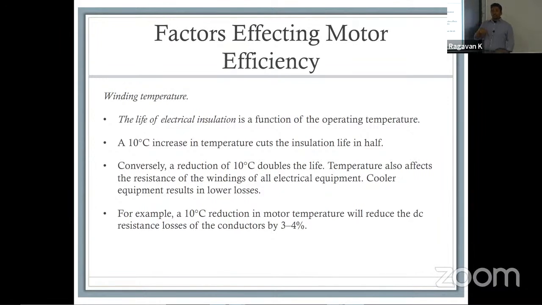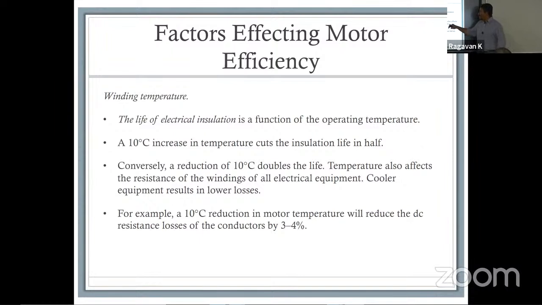If you reduce the temperature by 10 degrees, you also increase the life of your insulation. So your temperature of operation has very direct relevance to how long your electrical system is going to be intact. So that is something you do have to work through.